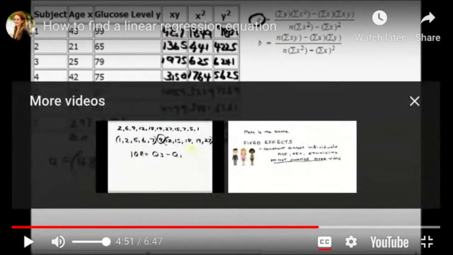Okay, a quick question. She had an N of 6. Is that sufficient?